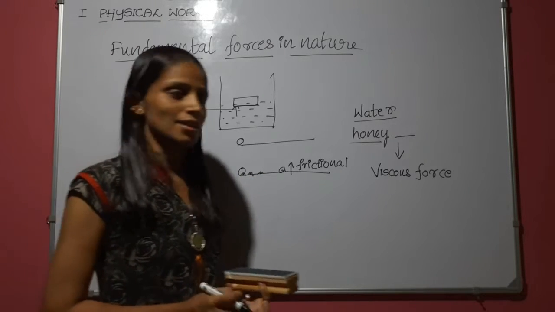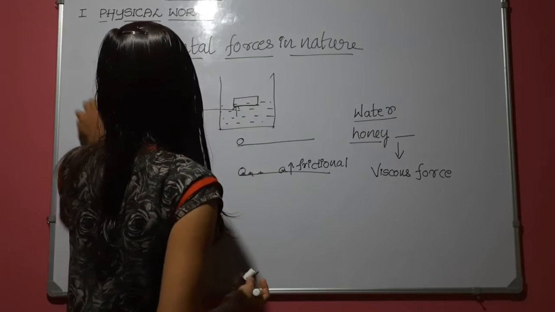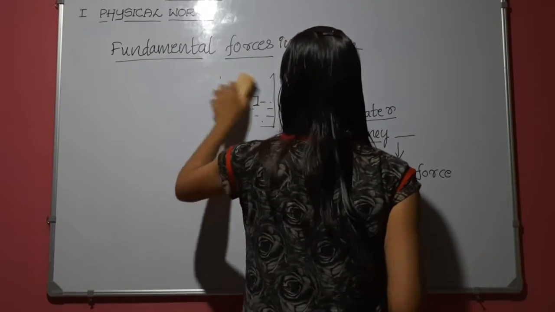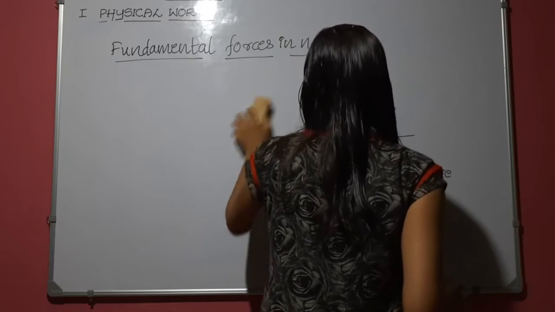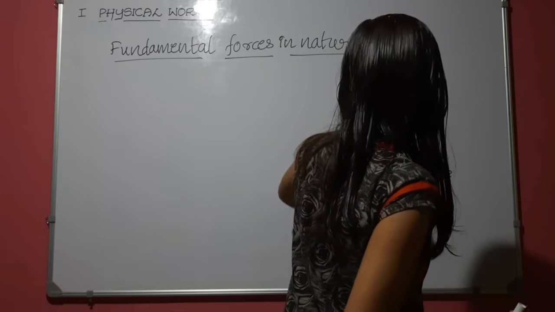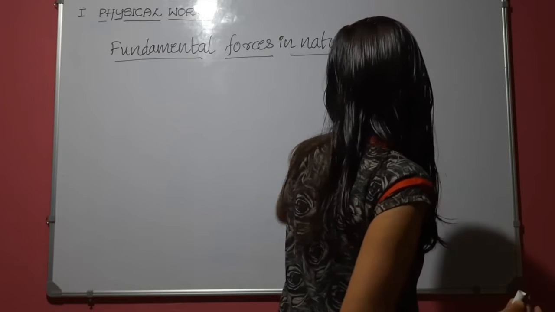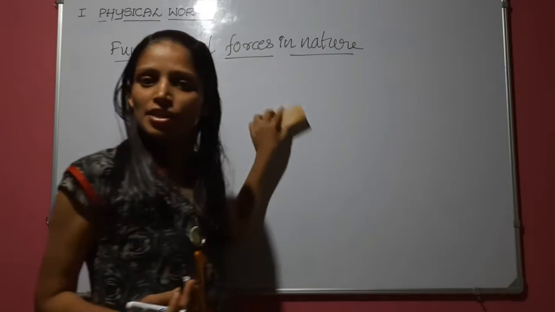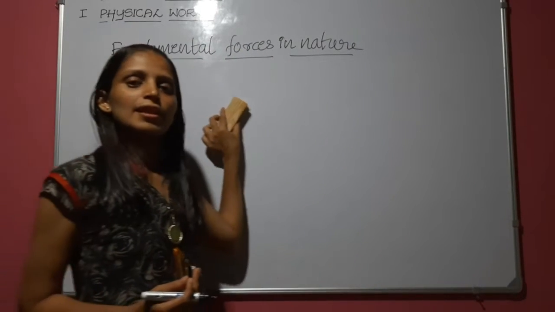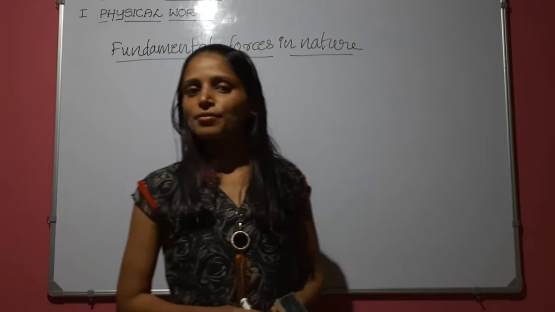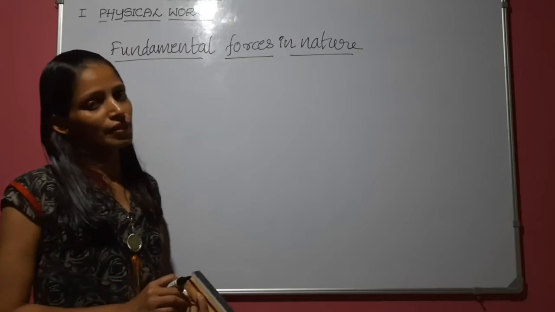Okay, let's see which ones they are. These forces are derived ones. The fundamental forces in nature: there are 4 forces. First one is gravitational force, second one is electromagnetic force, third one is strong nuclear force, and the fourth one is weak nuclear force.